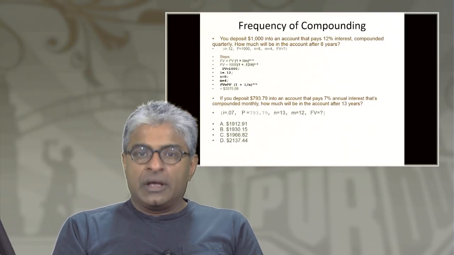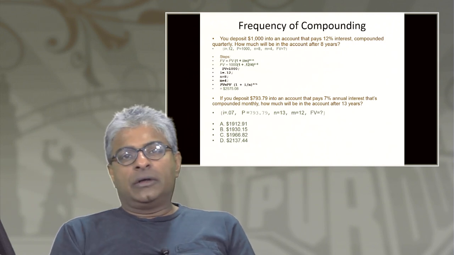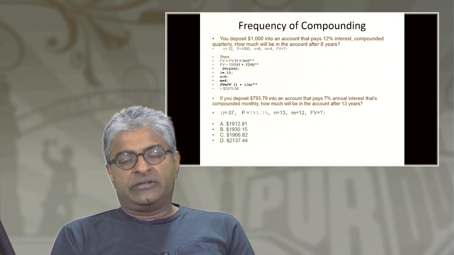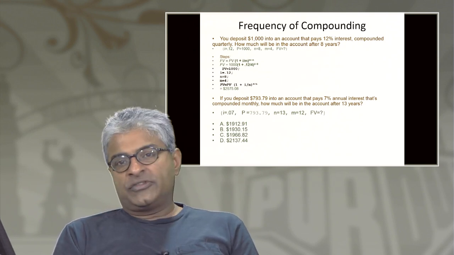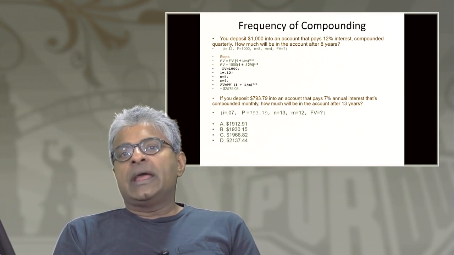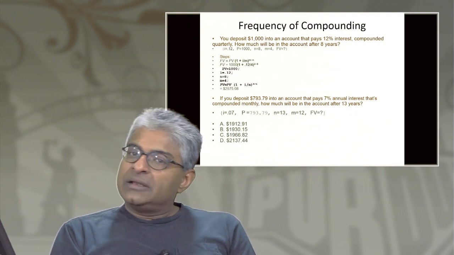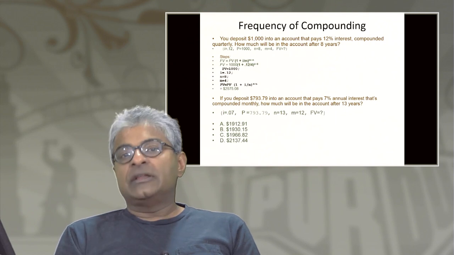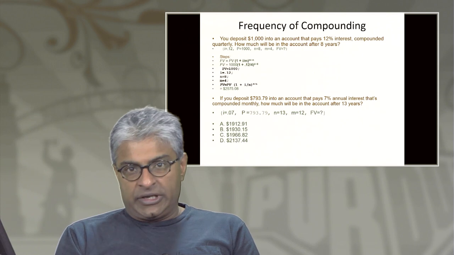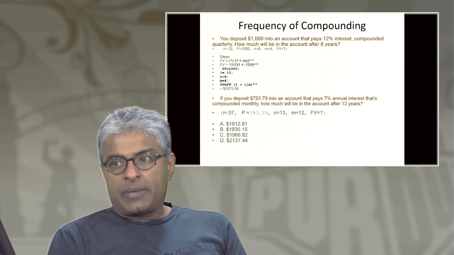Okay, so let me tell you about frequency of compounding. So far, we have assumed that the interest rate is an annual rate, and I've given you problems that talk about 2 years, 3 years, 5 years, whatever, and the interest rate is an annual interest rate. Now, it doesn't have to be that. In fact, in a lot of examples, interest rate is compounded more frequently. It's more frequent than annual compounding.